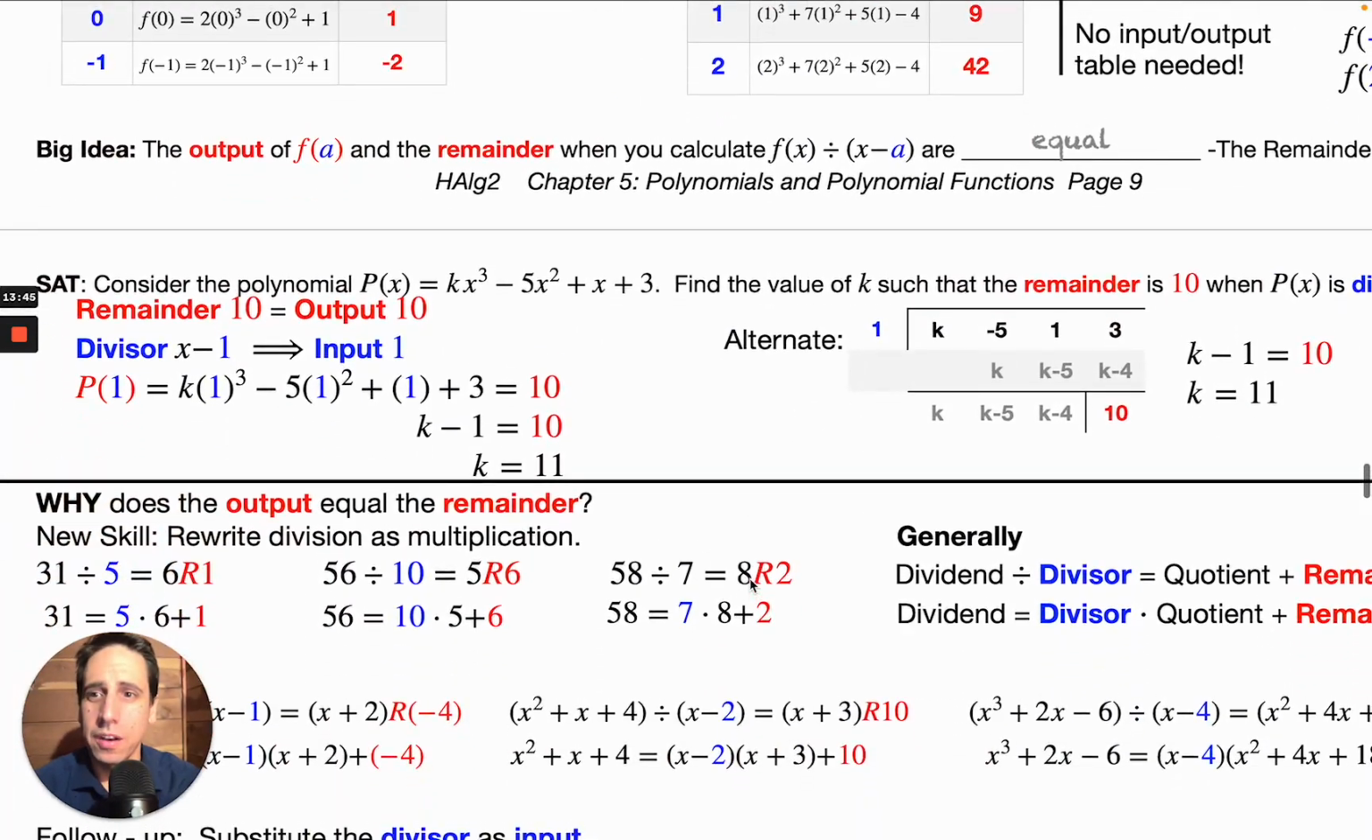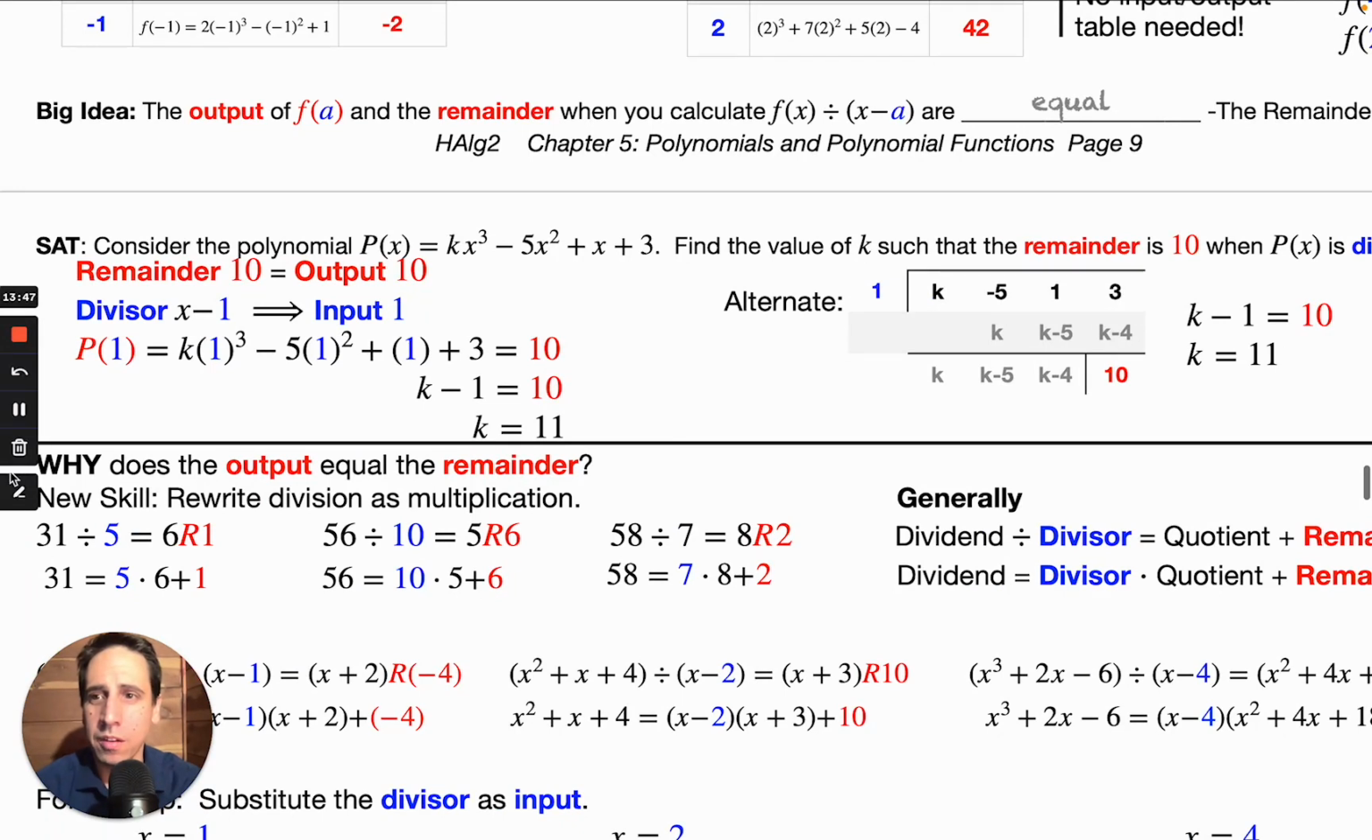All right, we need another skill. The reason we need this skill is because I want to convince you why the output actually does equal the remainder. It's also going to be a skill. This new skill is also going to be tested on alex.com directly, so might as well learn the new skill. And the new skill is just rewriting division as multiplication.